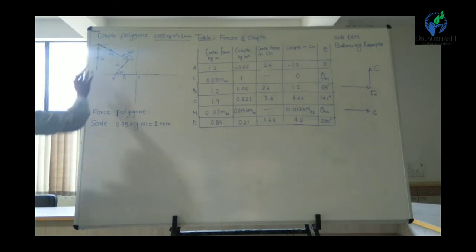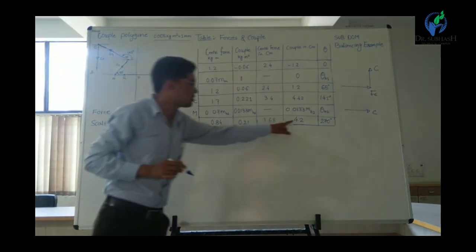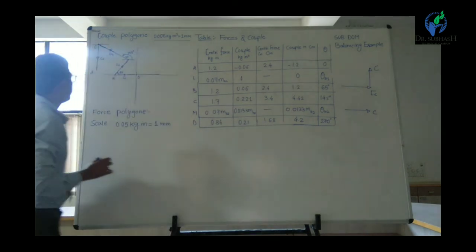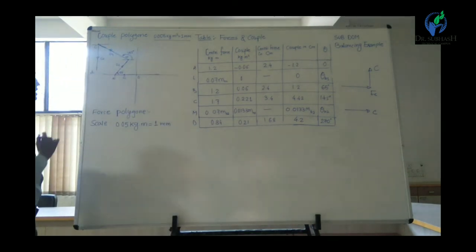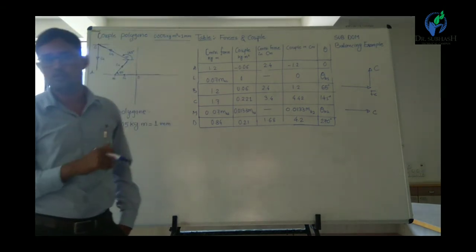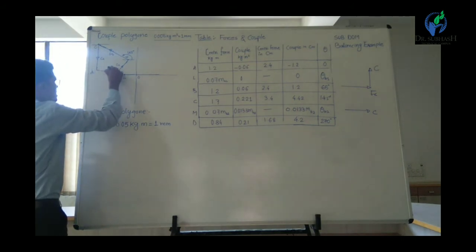So this is our CD line, and the CD line represents 4.2 cm. That means it is 0.21 kg into meter square. So we now have the couple polygon, but it is still not closed. So we close this couple polygon by using a dotted line.